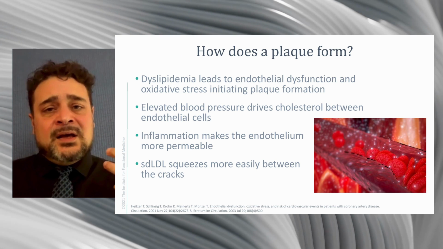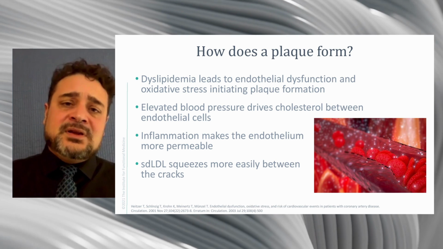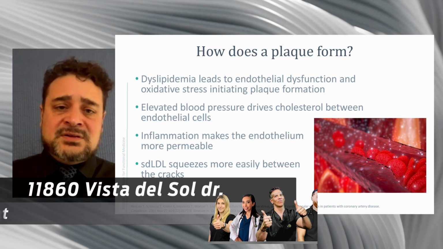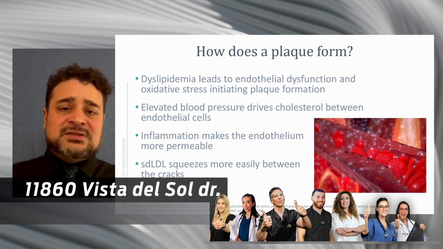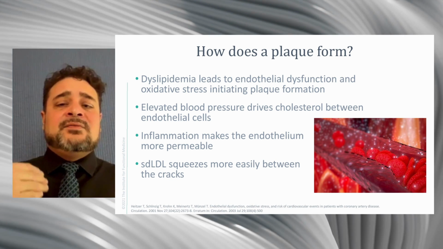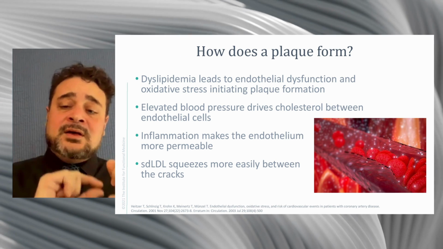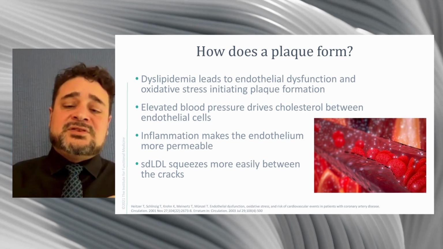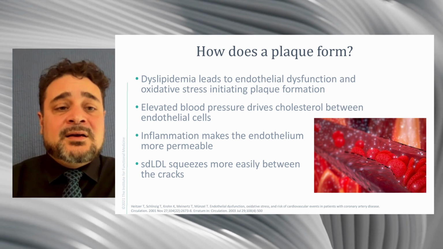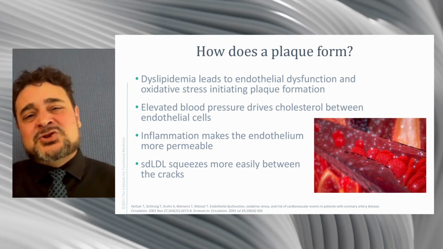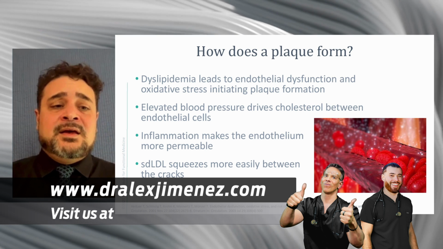So what are we working towards? If you have dyslipidemia, if you have abnormal lipids, it can lead to endothelial dysfunction. So the lining of the blood vessel is not working as well. You can have oxidative stress, and then you can start to form plaques. Cholesterol starts going into that blood vessel wall, and you start to make plaque. If your blood pressure is high, it's going to drive cholesterol higher in between those cracks.